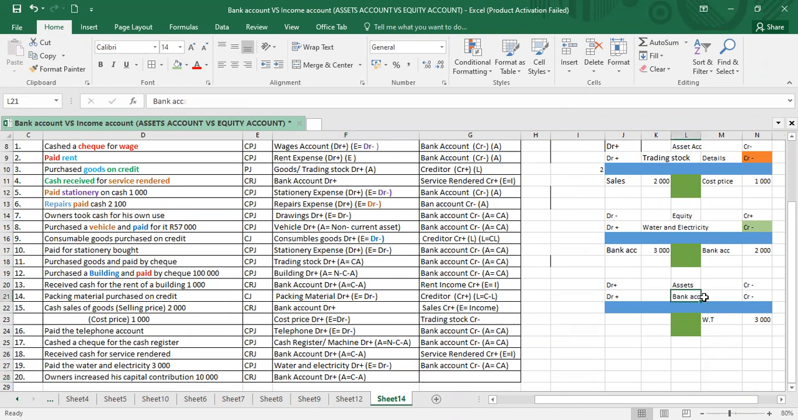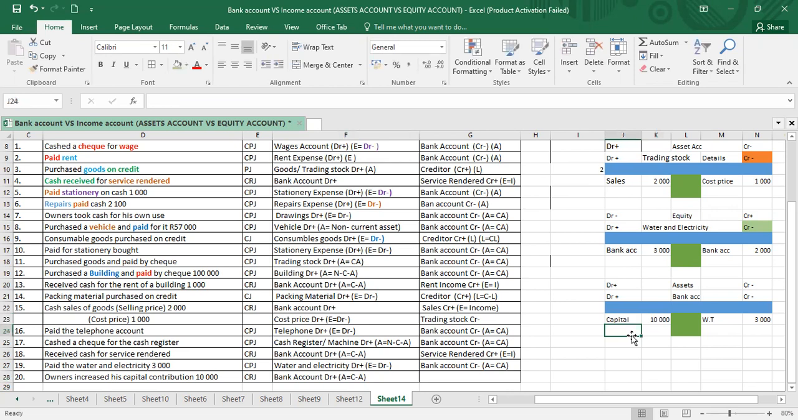We are saying we are using the bank account of the business. We know that bank falls under asset, so the money has to increase on our left-hand side. Where does this money come from? You are telling us capital. We already know that this money is coming from you as the owner. You are giving your business money. How much are you contributing? You are giving your business 10,000 rand.